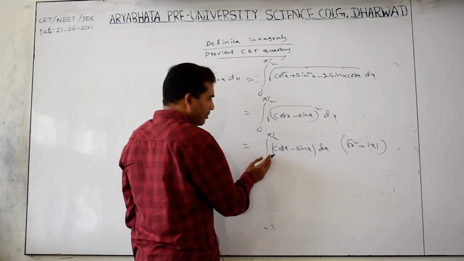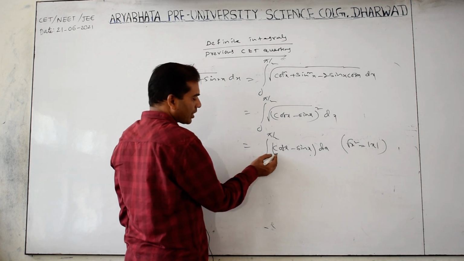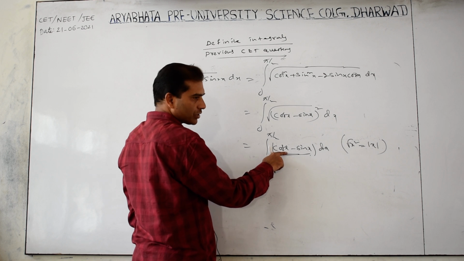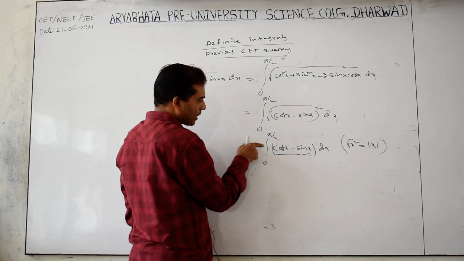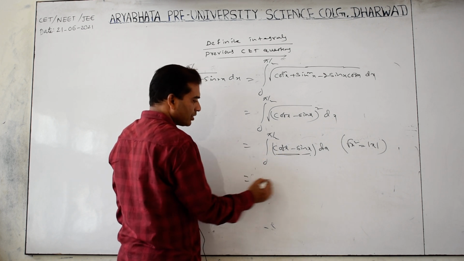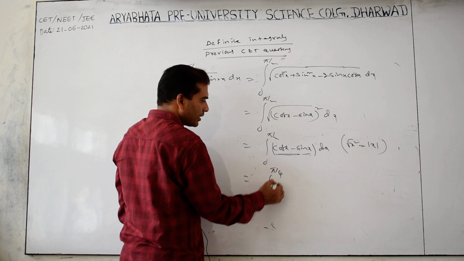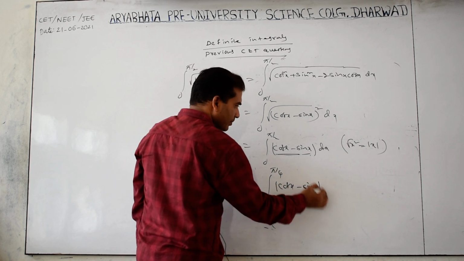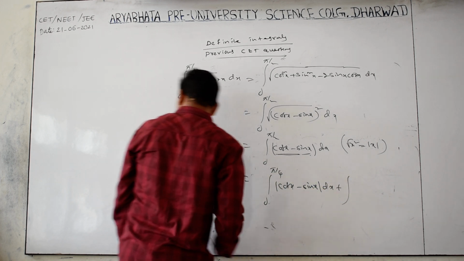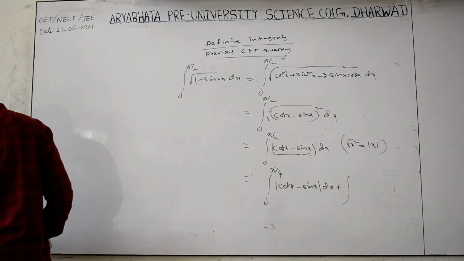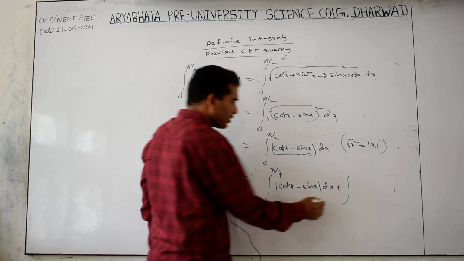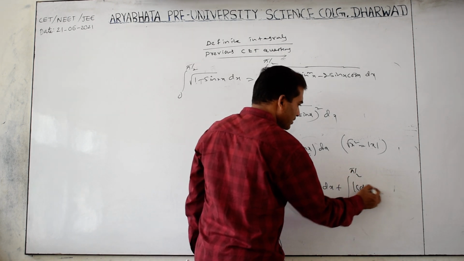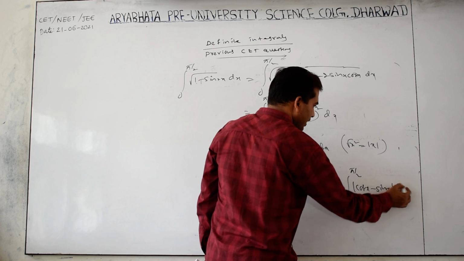Now we have to eliminate the mod. To eliminate the mod, what is the turning point? When both are equal, pi by 4. At pi by 4 it is equal, 1 by root 2, 1 by root 2. So is pi by 4 there in this interval? Yes. So 0 to pi by 4 of mod of cos x minus sin x, plus pi by 4 to pi by 2 of mod of cos x minus sin x dx.